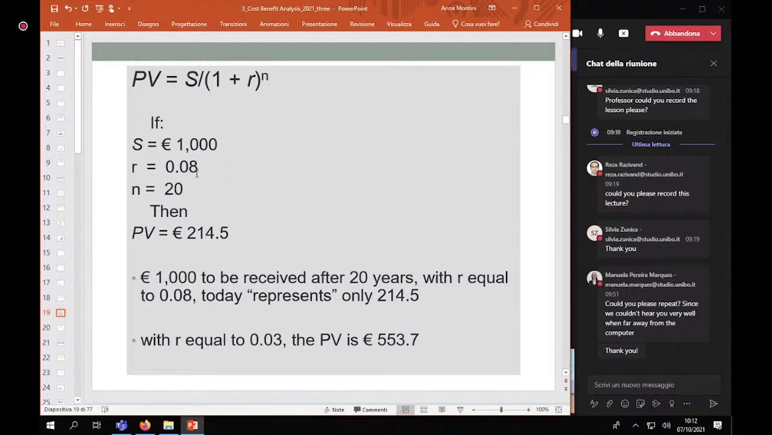Now I have a question for you. If I don't consider the discount rate, if I consider a discount rate equal to 0, what is the meaning of zero as discount rate from a political perspective, for example? If you consider a discount rate equal to zero, what is the result of your formula?